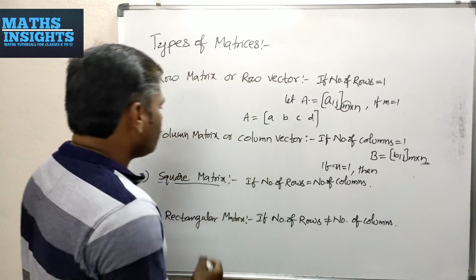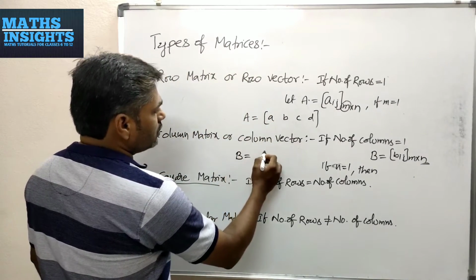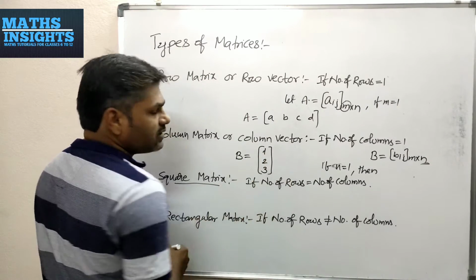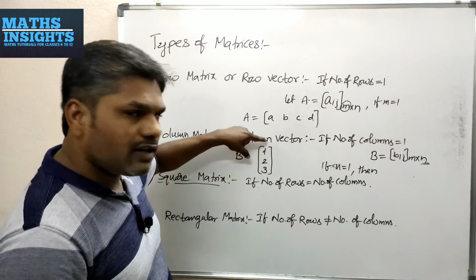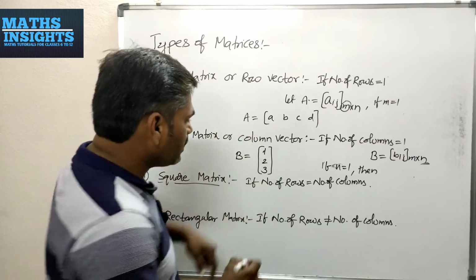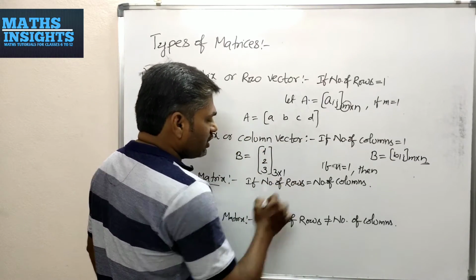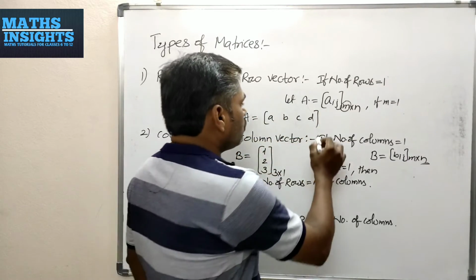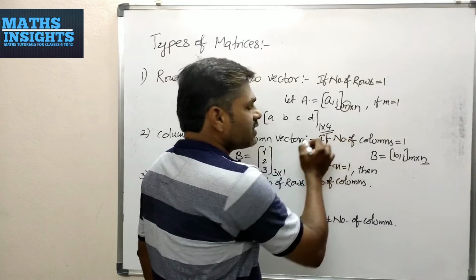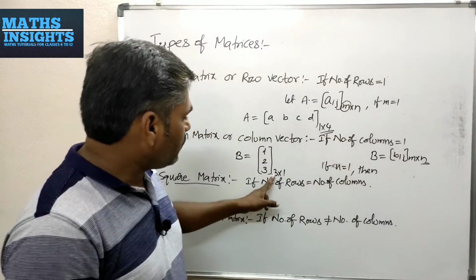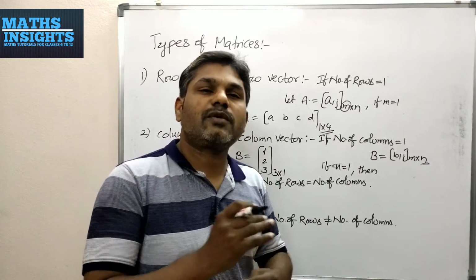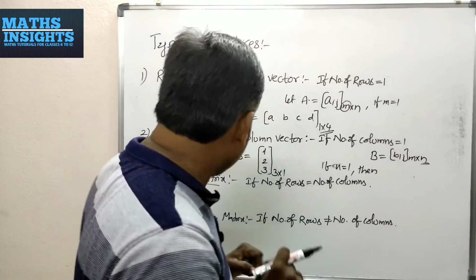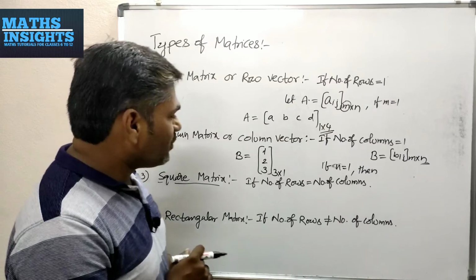For example, if you take B is equals to 1, 2, 3. What is the order of this actually? How many columns? Only one column, 3 rows. So 3 rows, 1 column. This is the order. In this case, how many rows? 1 row and 4 columns. This is the order of the matrix. If you multiply the number of rows with the number of columns, you will get the total number of elements in the matrix. Coming to the square matrix, very important.